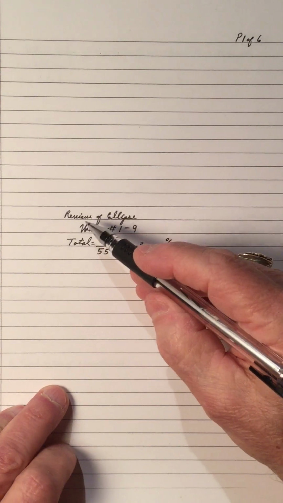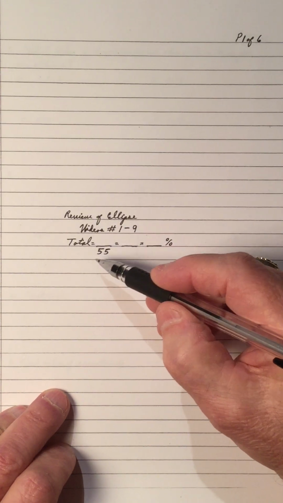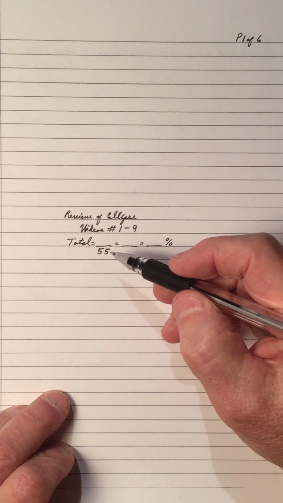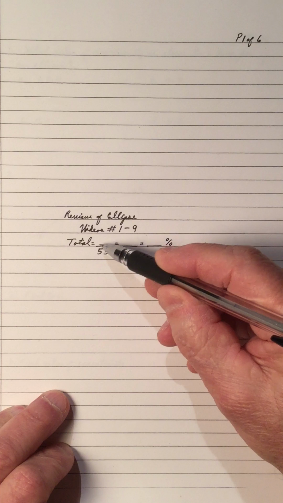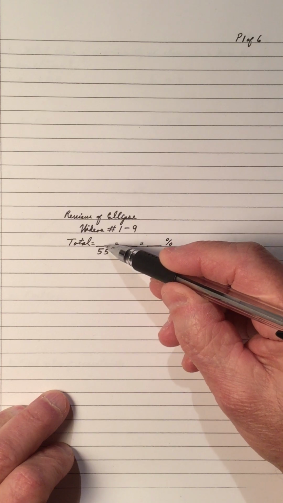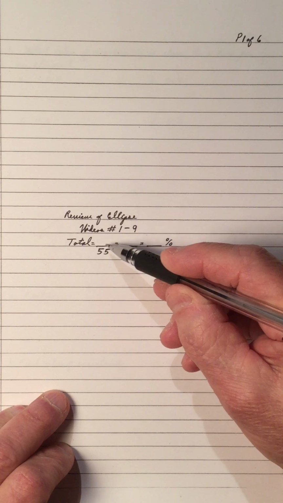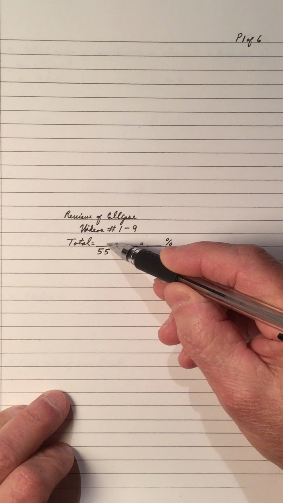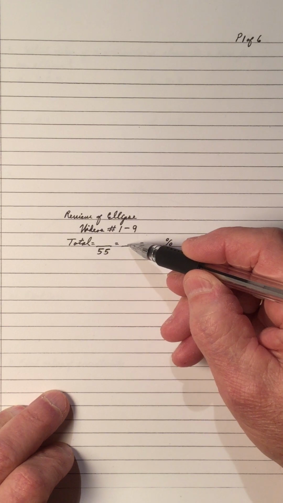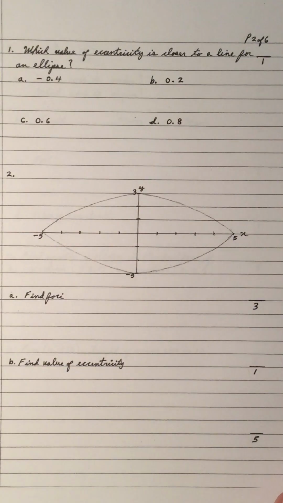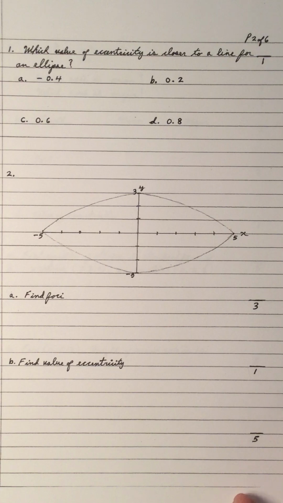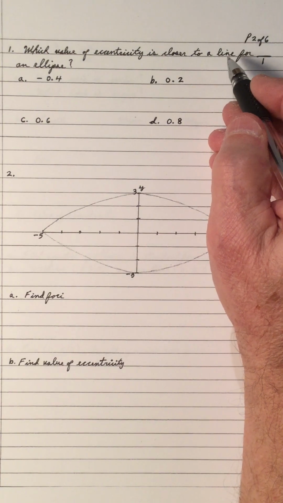As in previous reviews, you can treat it as a quiz where you can give yourself a score for each question. This one can be counted out of 55. So you get your total of each page, put your total of the pages here, convert it to a decimal, and change the decimal to a percent. So let's start. Which value of eccentricity is closer to a line for an ellipse?